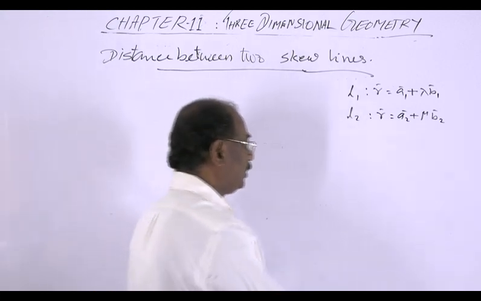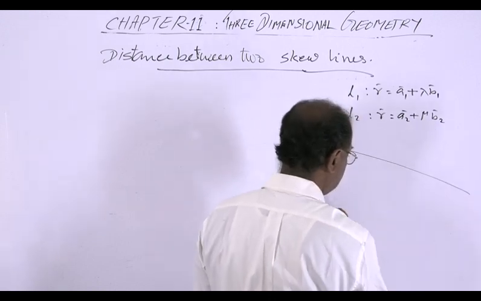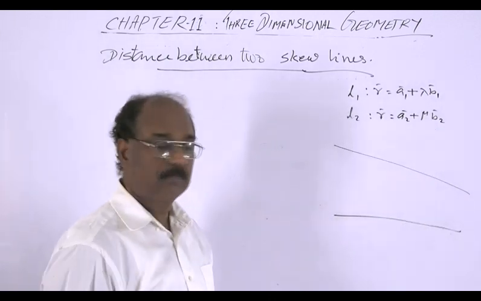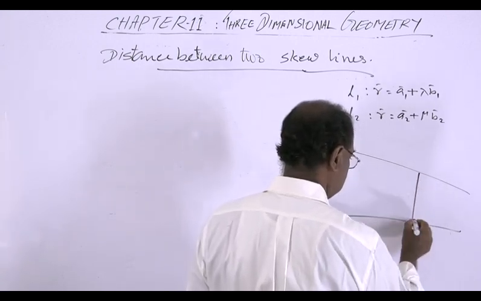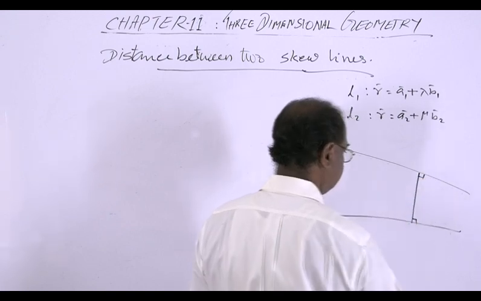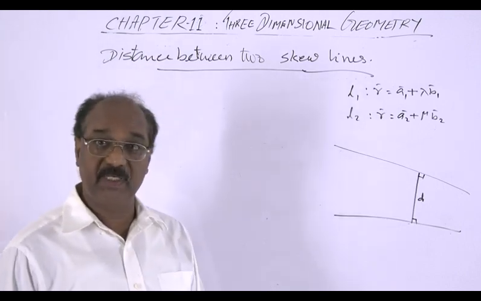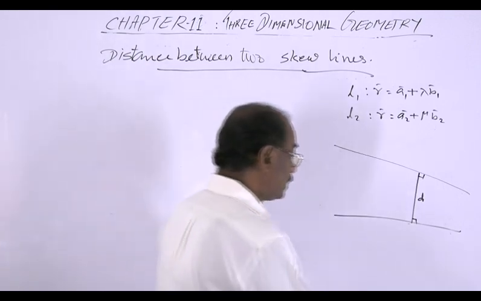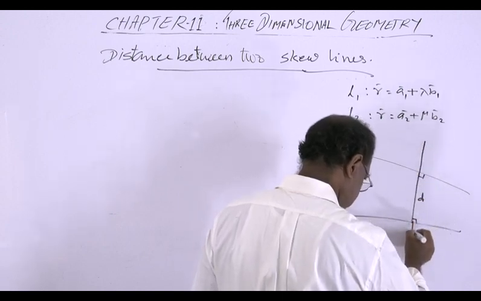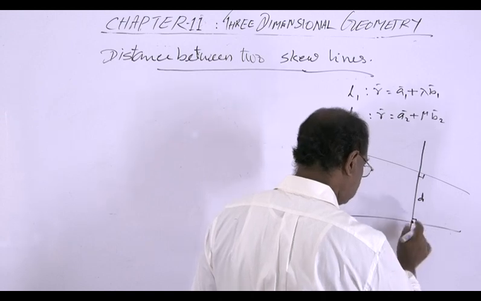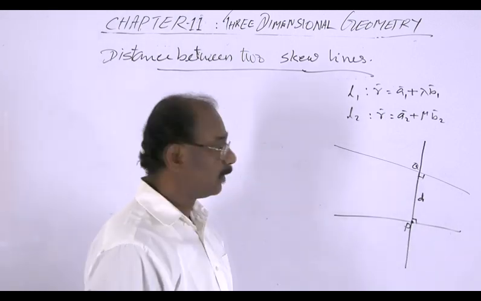So suppose the diagrammatic representation of these two lines be like this. Then the perpendicular distance is this. So this is the distance, and suppose the distance is denoted by small d for convenience. Now consider the perpendicular line through these two points. Suppose PQ be the perpendicular line.